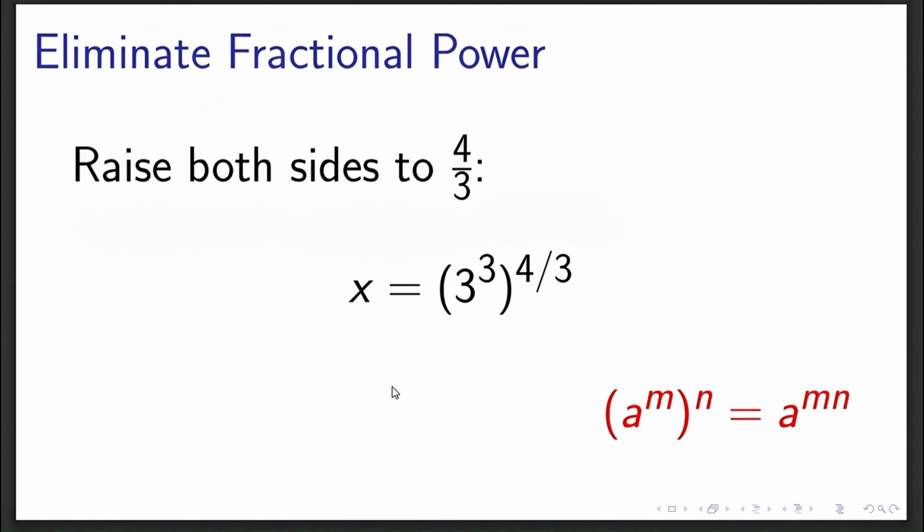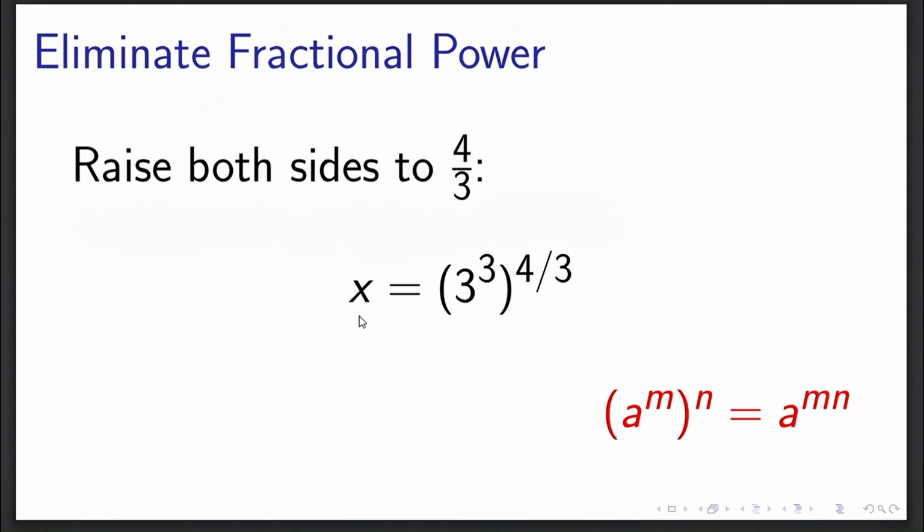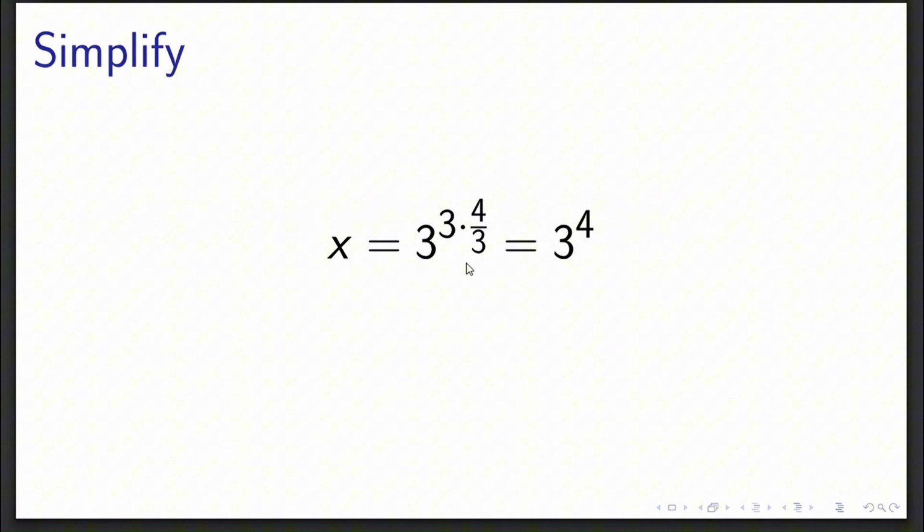Now, in order to find the value of x, I need to take the 4 by 3 power on both sides. When I take that on the left side, I will get x. On the right side, I will get 3 power 3 whole power 4 by 3. We are going to use the indices law. When I use the indices law, I can multiply both powers. So I will get x is equal to 3 power 3 multiplied by 4 by 3. When I simplify this, I will get 3 power 4. So we know that 3 power 4 means multiply 3 four times. So I will get 81.